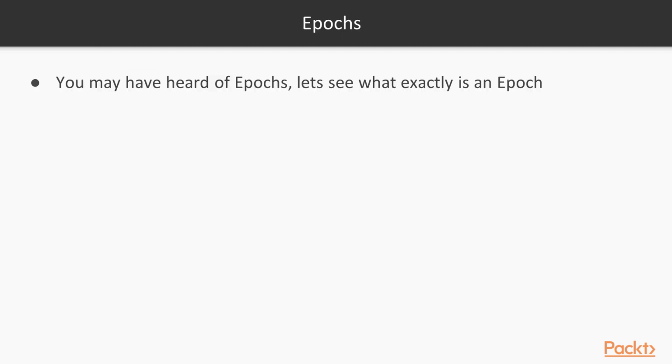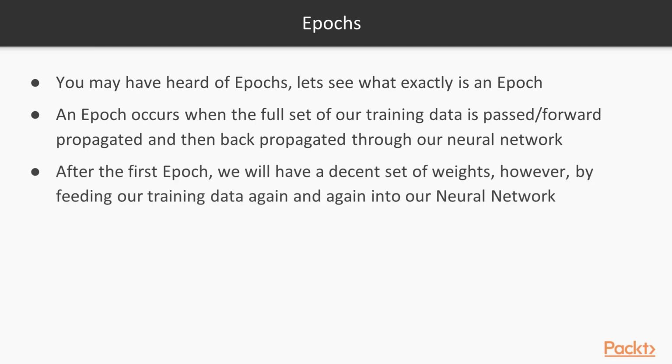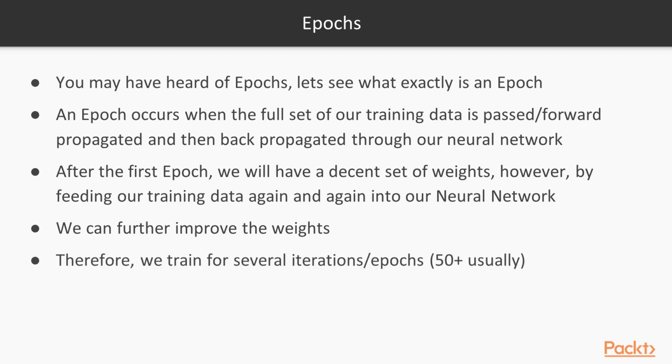So now let's talk about epochs. What exactly are epochs? Remember I mentioned this in the section where we looked at the code. An epoch occurs when a full set of our training data is passed forward and then back propagated through our neural network. After the first epoch, we will have a pretty good set of weights. However, by feeding our training data again and again into the neural network, we continuously improve the weights and lower our loss on the training data, at least. This is why we train for several epochs. Iterations are something different here. Usually at least 10 is quite good, and 50 plus is ideal.